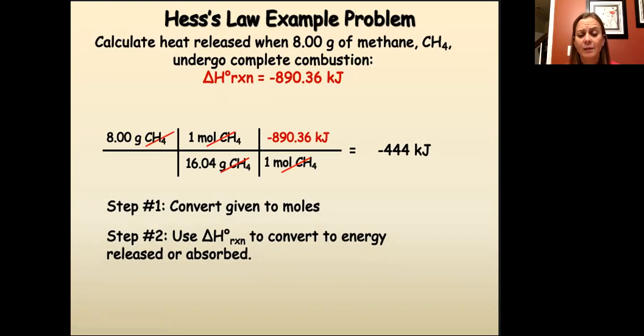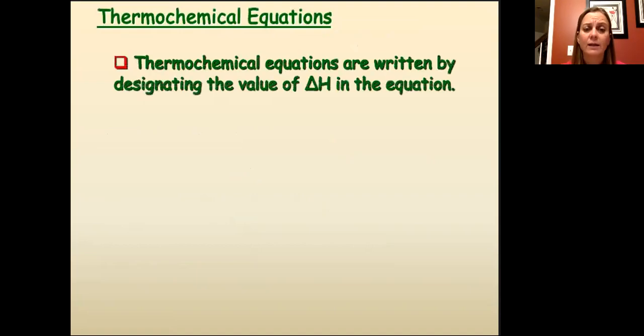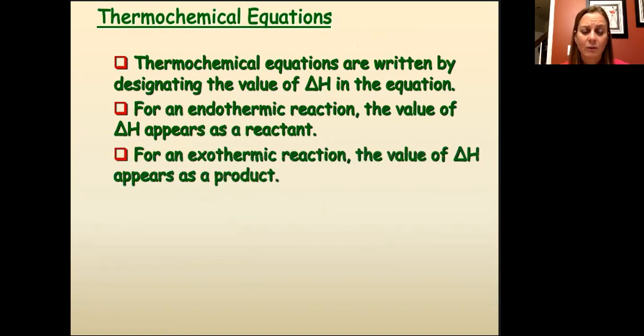So we have 3 different applications of Hess's law. One of them really is kind of an application of stoichiometry. All right, so we can write any equation by designating the value of delta H in that equation, and then we call that a thermochemical equation. If it's an endothermic reaction, if we put energy in, the value of delta H appears as a reactant. If it's an exothermic reaction, the value of delta H appears as a product because it gives off that energy.